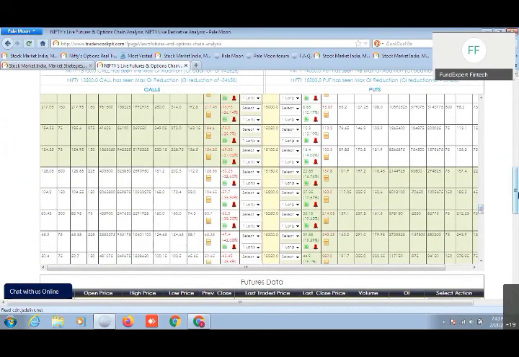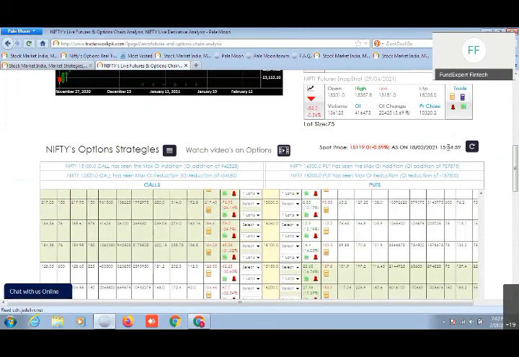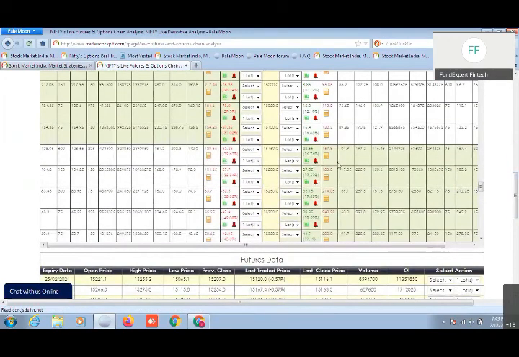currently today's expiry happened at 15,119, so which is around this point, somewhere between 15,100 and 15,150. So my at the money options are currently 15,100 and 15,150. Now suppose I want to buy a call option for the next week expiry. I want to buy a call option.